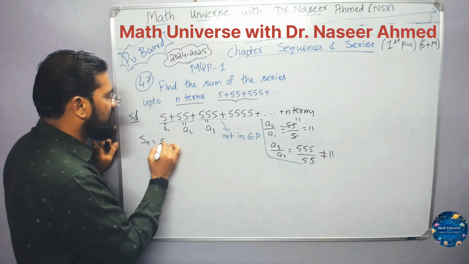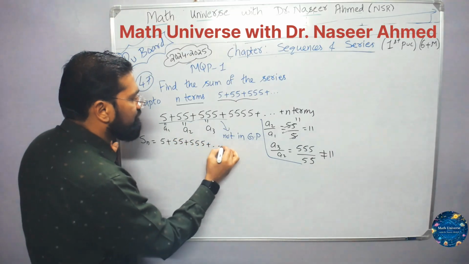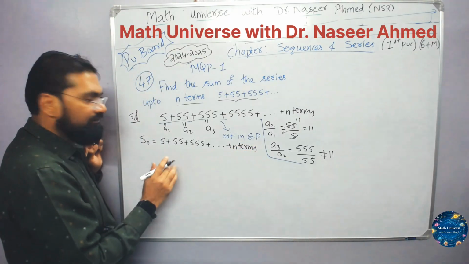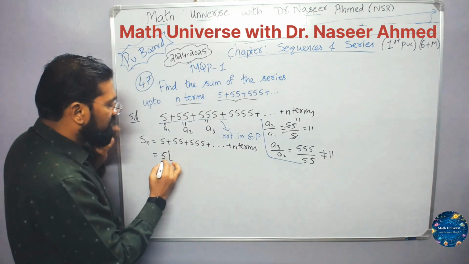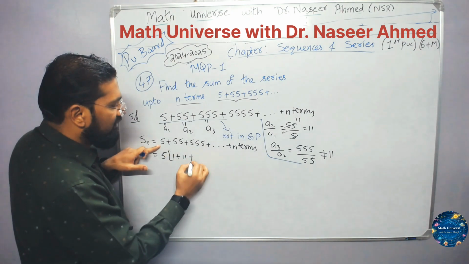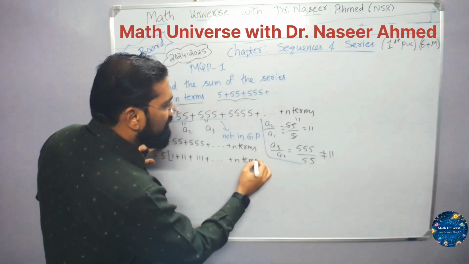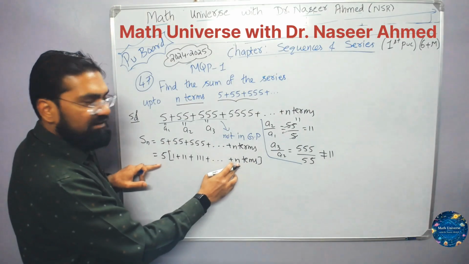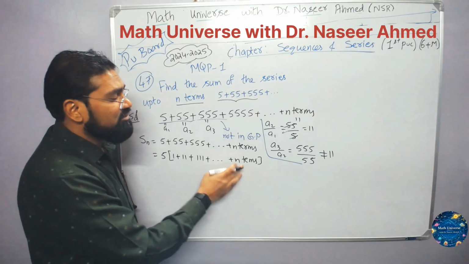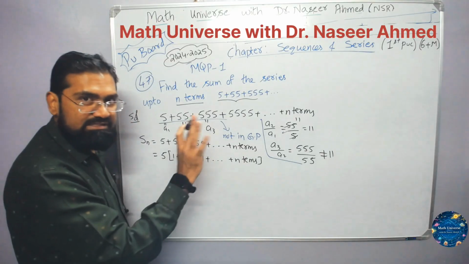Sn, I will take sum of all this: 5, 55, 555, and so on, up to where? N terms. Correct now? Now what we will do, listen carefully. Take 5 common. If I take 5 common, 5 1s are 5, plus 5 11s are 55, then 111 times, and here number of terms. And some will have a doubt, sir, should I write here divided by 5 because I'm taking 5 common. This stands for what? Count of the number of terms. So whether I add or subtract, this will not affect. This only gives the count of number of terms, nothing else.